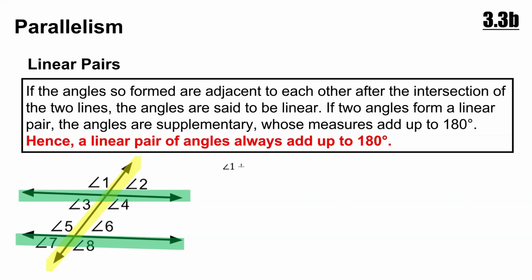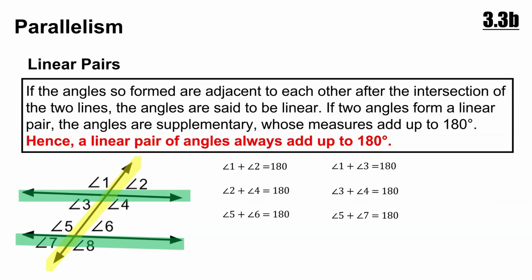Angle 1 and angle 2 are a linear pair. Angle 1 and angle 3 are a linear pair. Angle 2 and angle 4 are a linear pair. Angle 5 and angle 6 are a linear pair. Angle 5 and angle 7 are a linear pair. Angle 6 and angle 8 are a linear pair. Angle 7 and angle 8 are a linear pair.